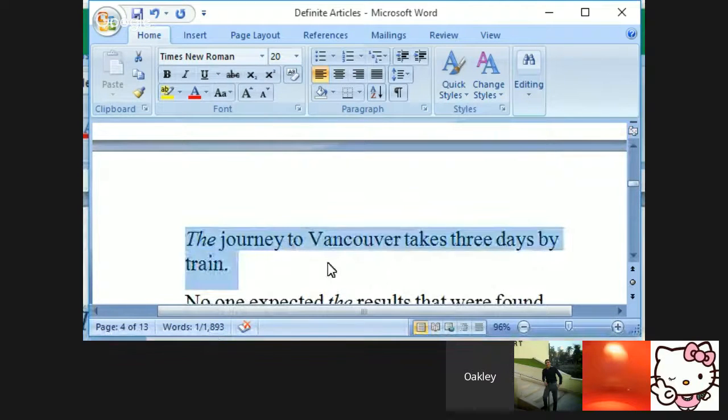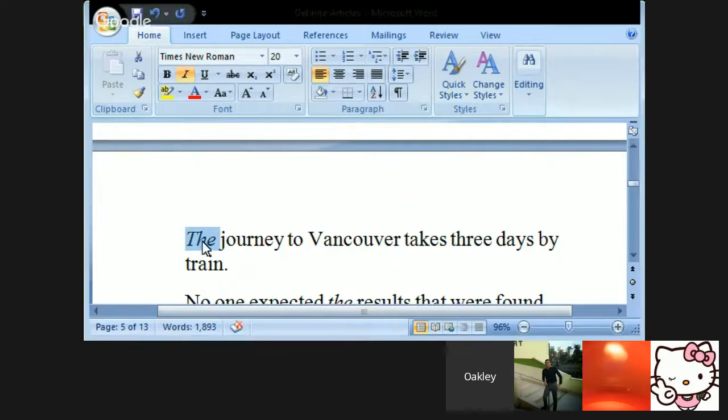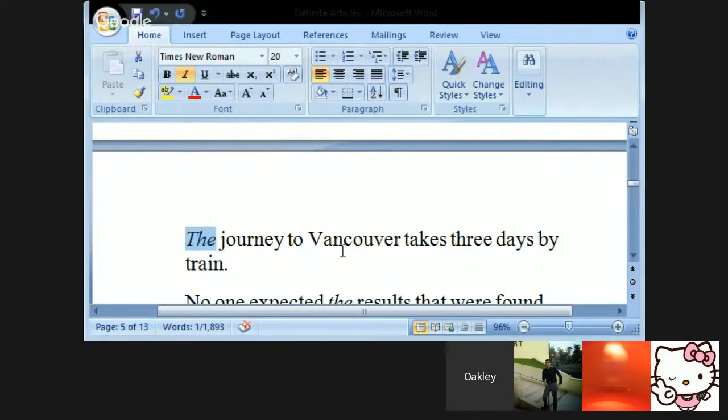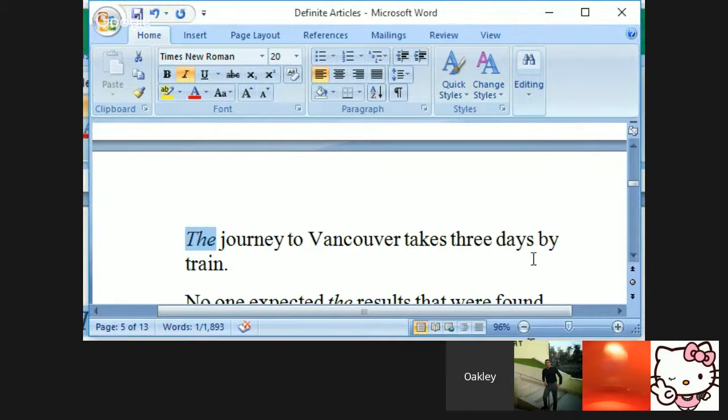In this example, the journey to Vancouver takes 3 days by train. Now, okay, it's defined enough, but what if we remove by train? The journey to Vancouver takes 3 days. Guess what? Journey how? By horse? By train? By car? By plane? By submarine? I have no idea. Here, without by train, the is not really viable. It's not defined enough just by saying to Vancouver.